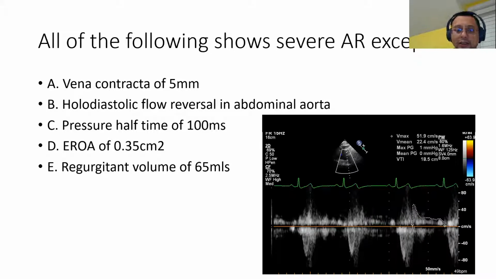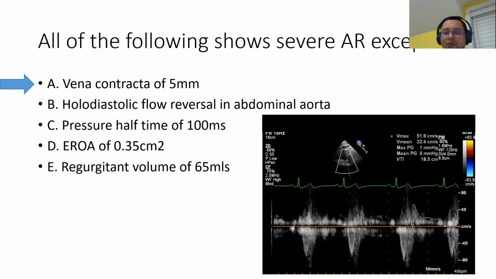All right. So in this situation, the answer is A, vena contracta of 5 millimeter. Vena contracta for severe aortic regurgitation is 6 millimeter, as compared to mitral and tricuspid regurgitation, which is 7 millimeter. Holodiastolic flow reversal in the abdominal aorta is quite a specific sign of severe aortic regurgitation. So the further distal along the aorta you see the holodiastolic flow reversal, the more specific the sign is.